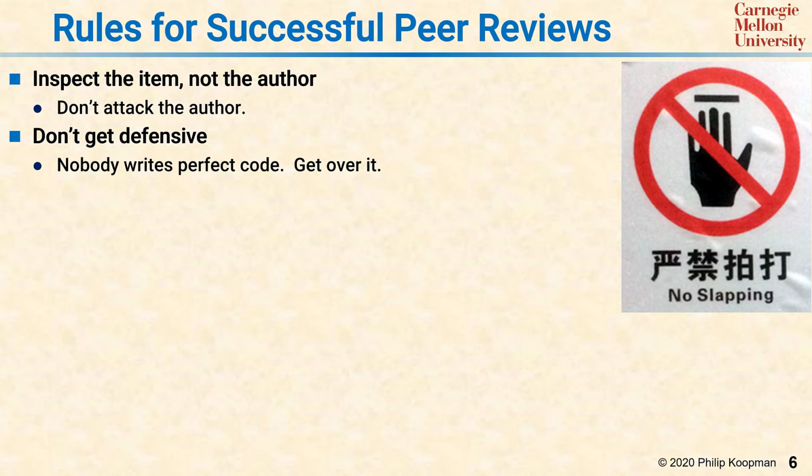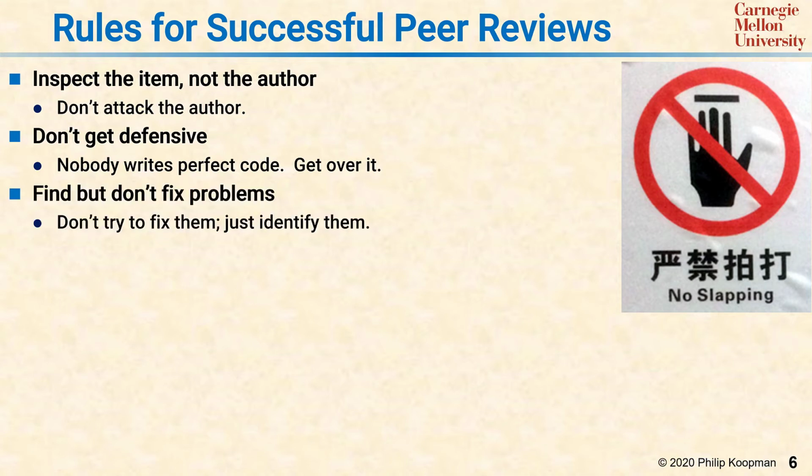During the meeting, find but do not fix problems. Engineers just love to fix problems, but that is not what the peer review meeting is for. Rather, the meeting should identify the problem as specifically as possible in terms of symptom or technical deficiency. Give the author some credit for knowing how to fix a problem.